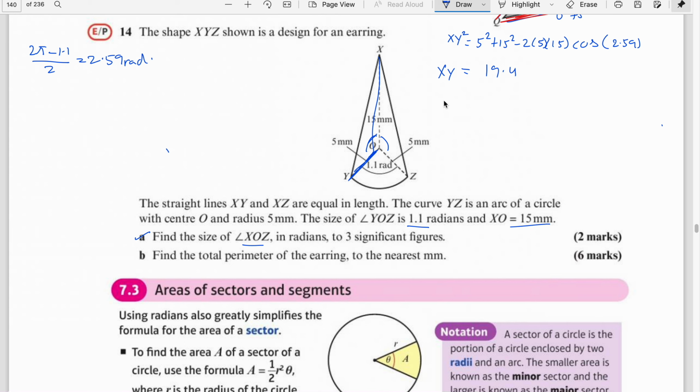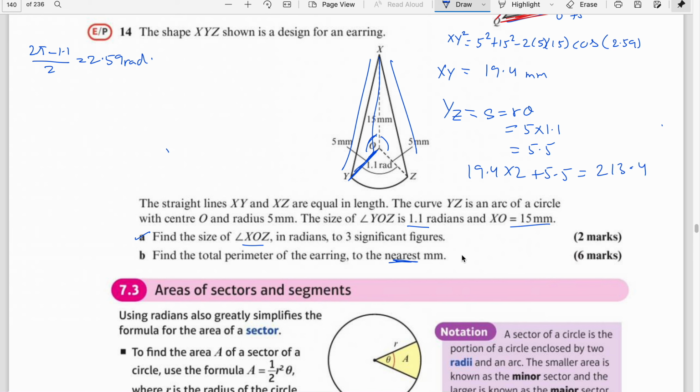So XY and XZ are 19.4 millimeters, and for YZ, s equals r theta. Radius is 5 and angle is 1.1, that is 5.5. So the total perimeter is 19.4 times 2 plus 5.5. That is 43.4, and to the nearest millimeter, that is 43 millimeters.